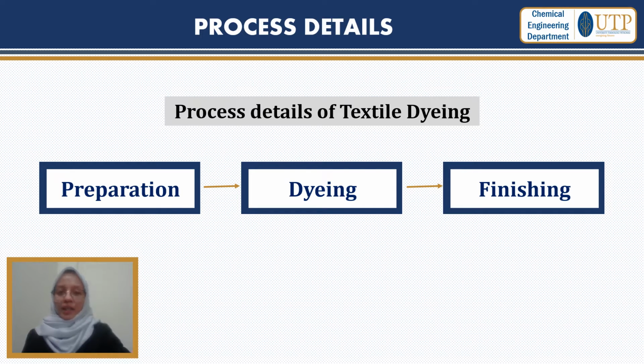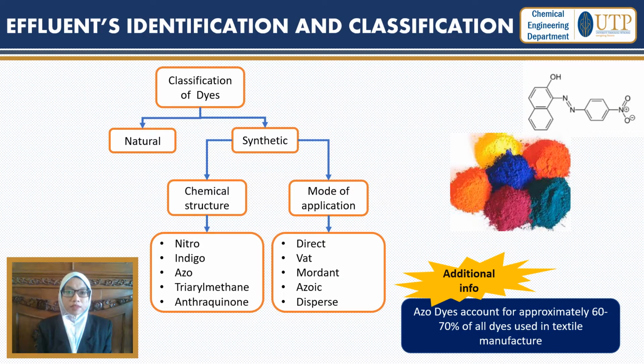My name is Nohikma binti Zulkifli with Metric ID 24451 and I will be presenting about the effluent identification and classification. The effluent discharged from the textile processing are a mixture of dyes, metal and other pollutants.